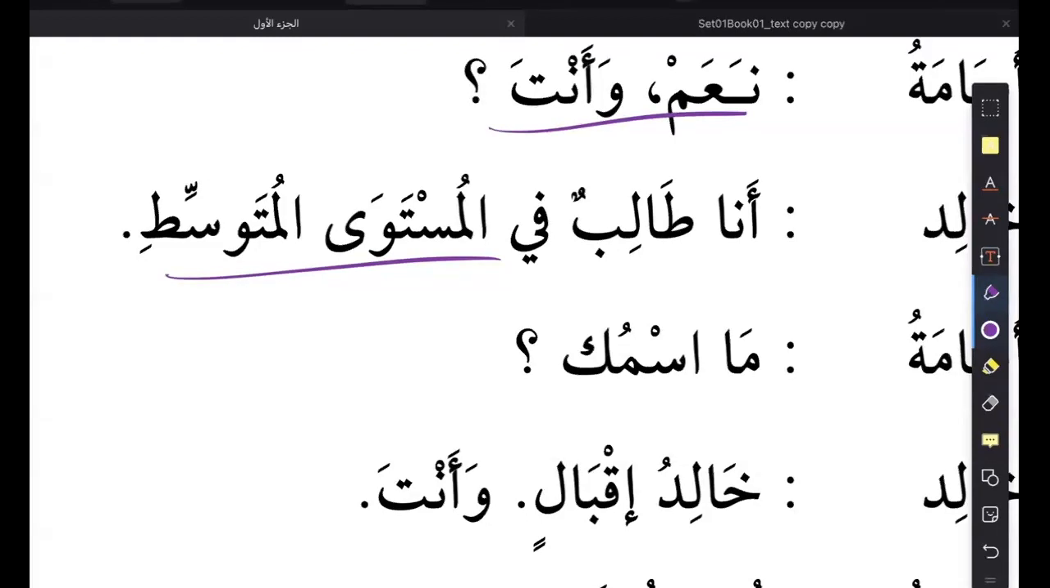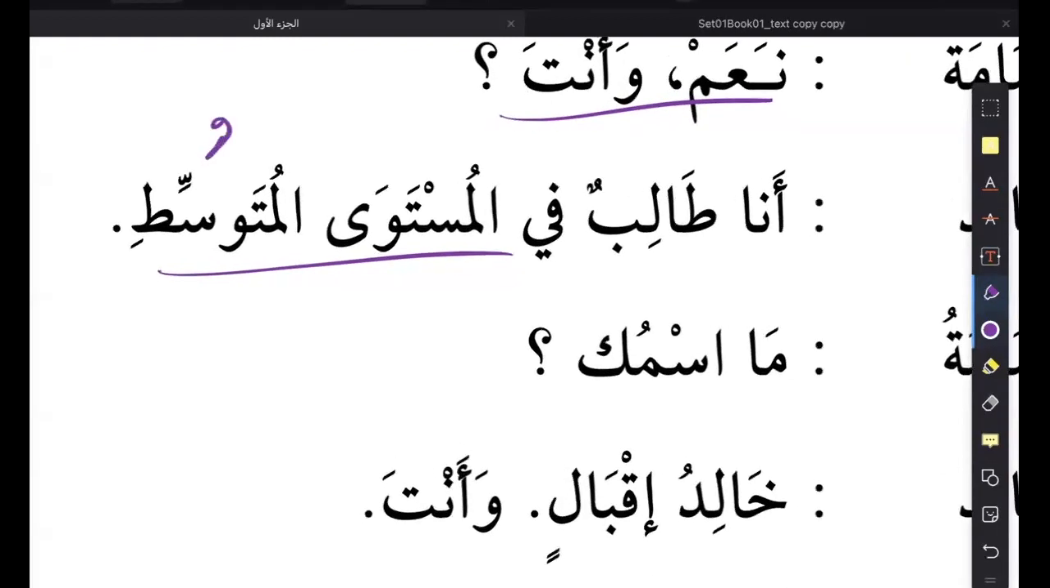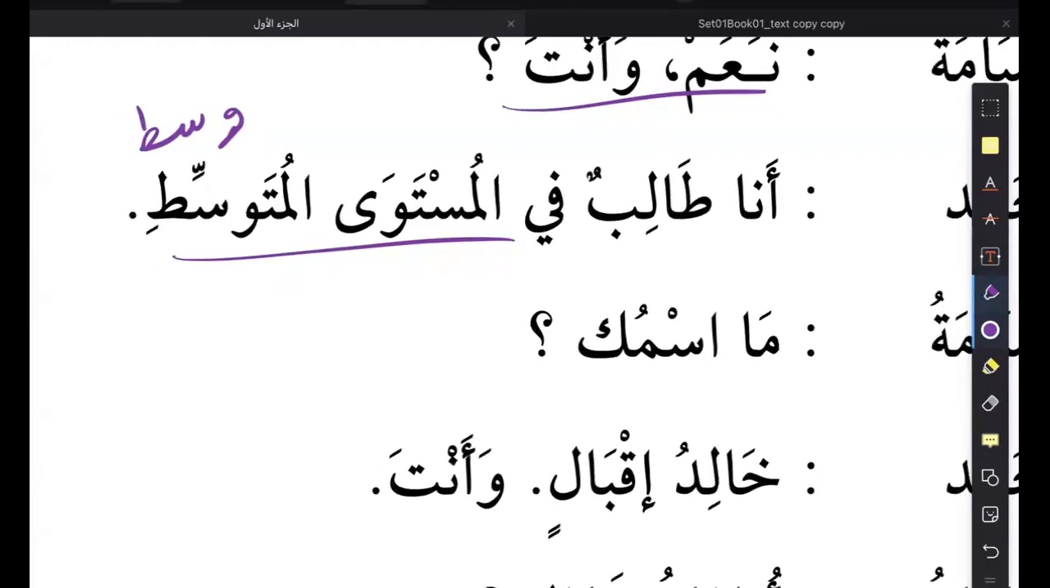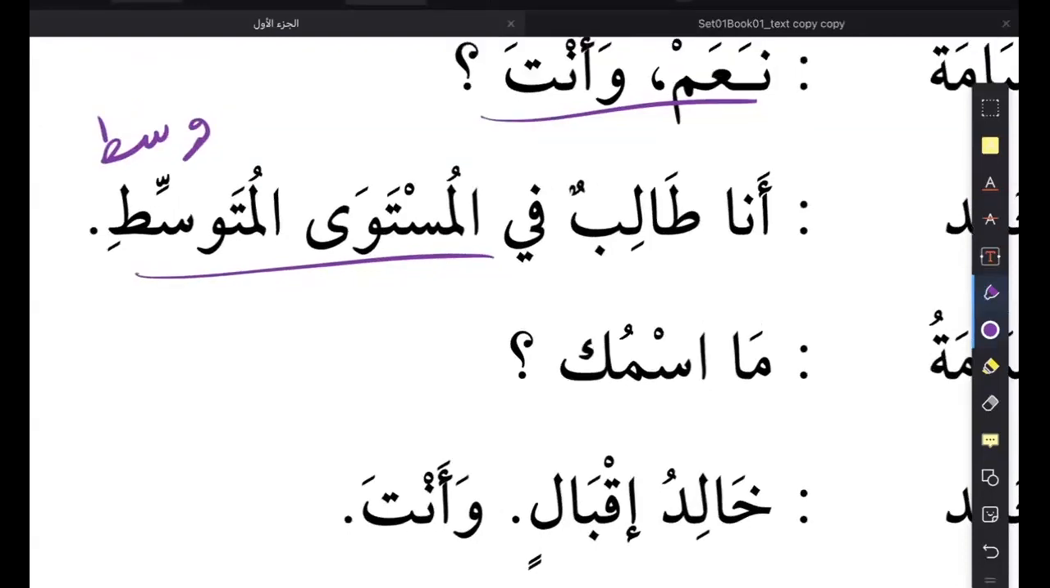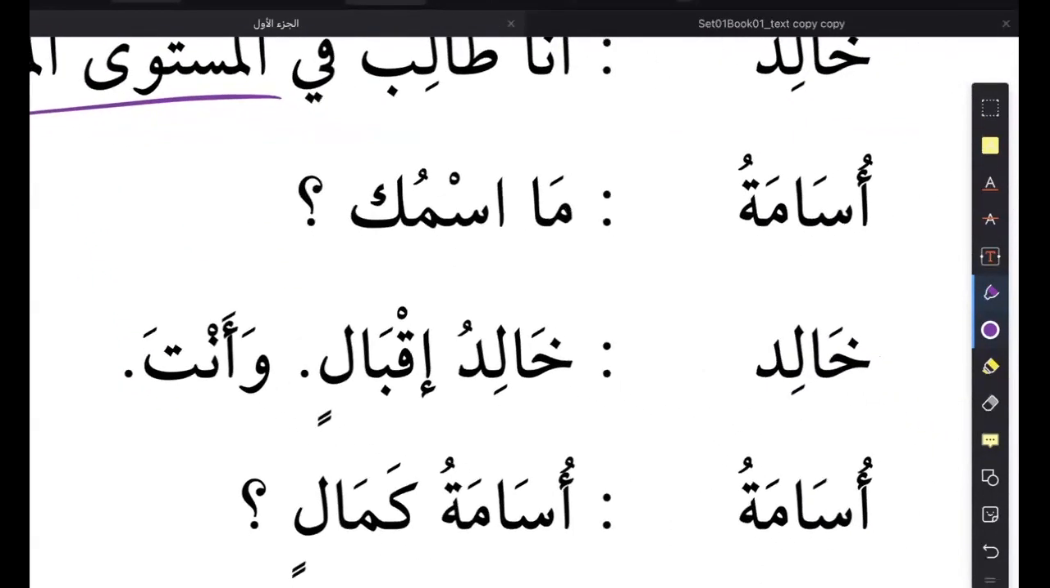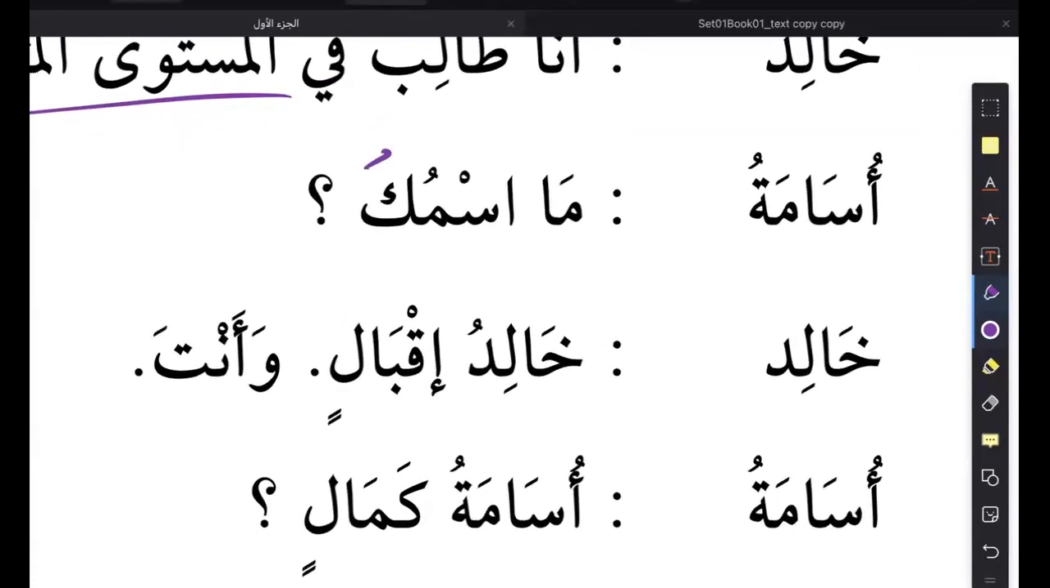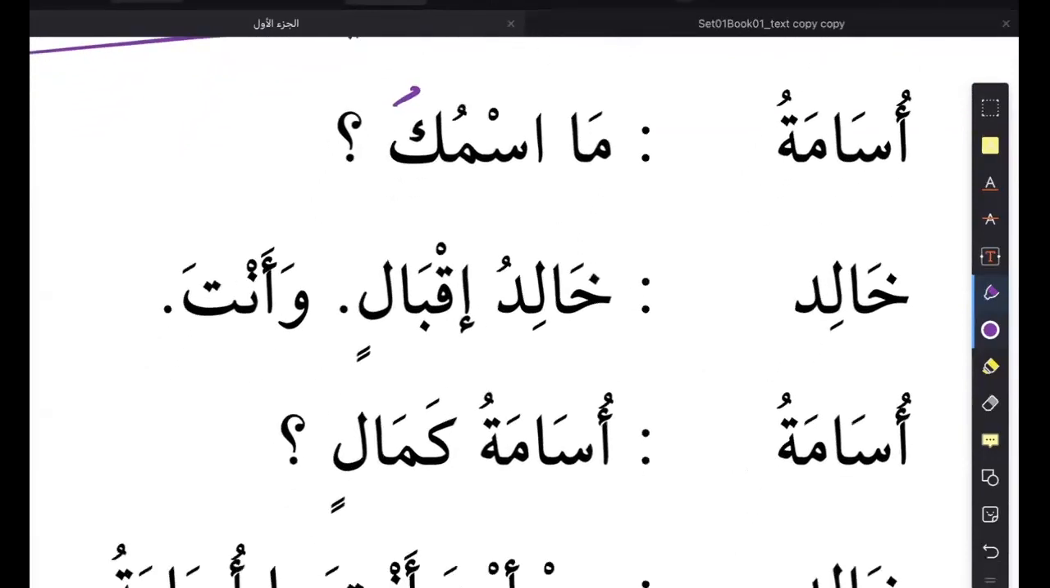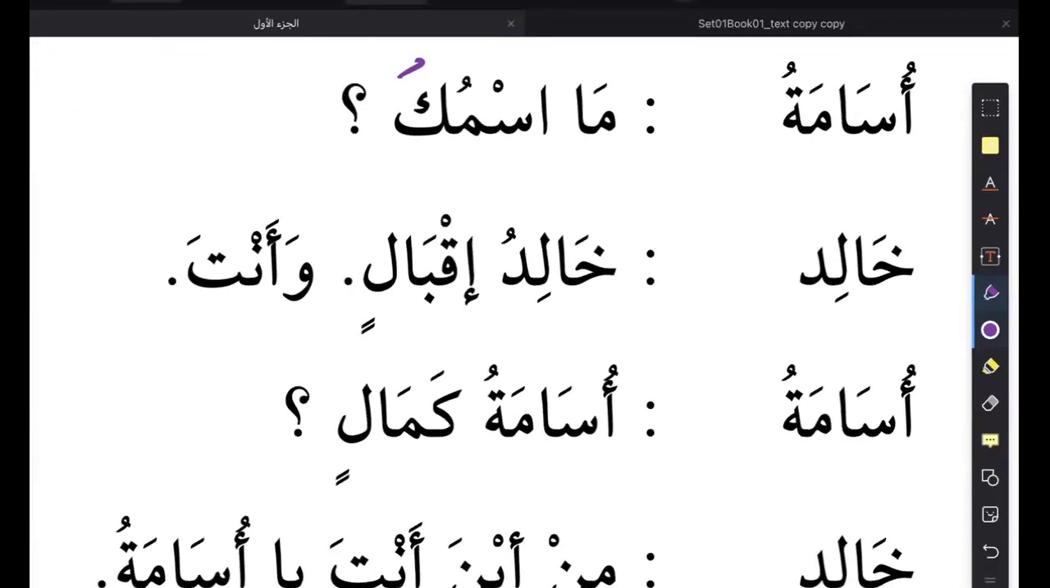Okay, so but wasat means, wasat we already had. Wasat means middle. Mutawassit, something that is in the middle. So he's definitely not a new student. And then Osama asks, Masmuk, okay, what is your name? Khalid answers, Khalidu Iqbal. So his name is Khalid Iqbal.